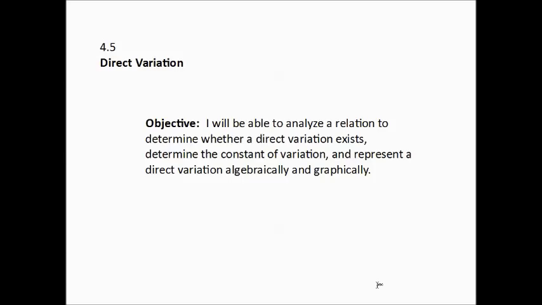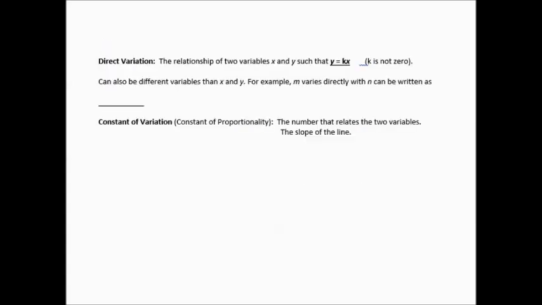In this video, we will be looking at direct variation. By the end of this lesson, you should be able to analyze a relation to determine whether a direct variation exists, determine the constant of variation, and represent a direct variation algebraically and graphically. Let's take a look at what that means.